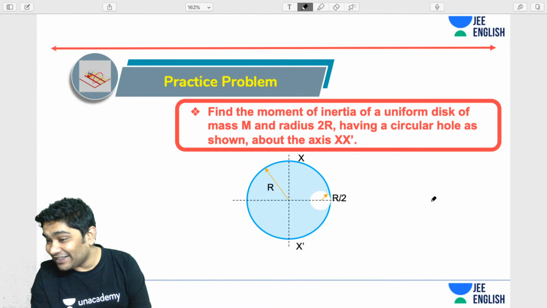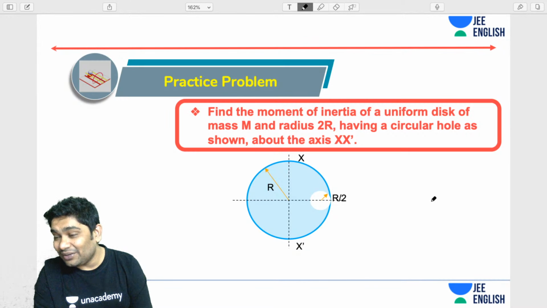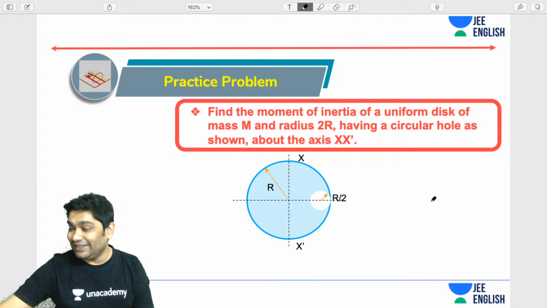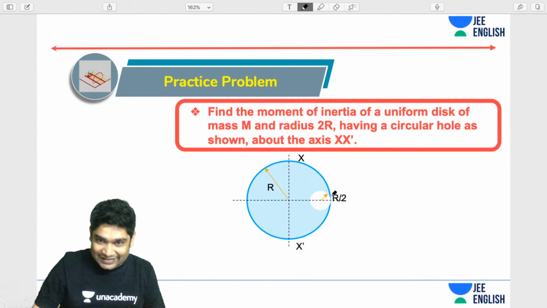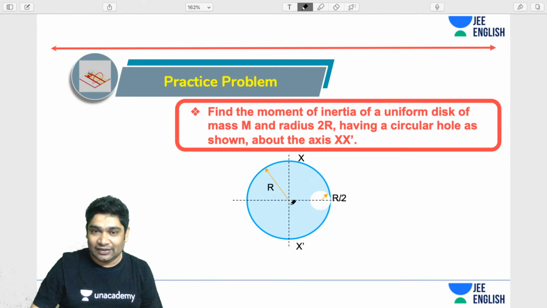255 by 126 MR squared, that could be the answer. I don't know, I don't remember the answer. Okay, let's see how we would have done that.